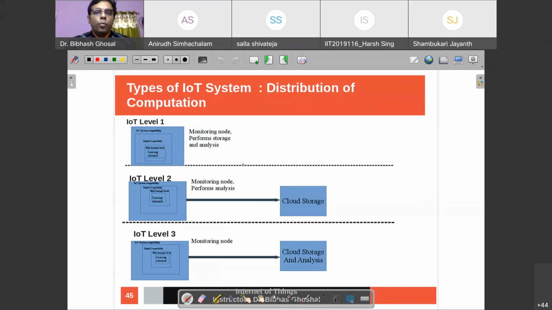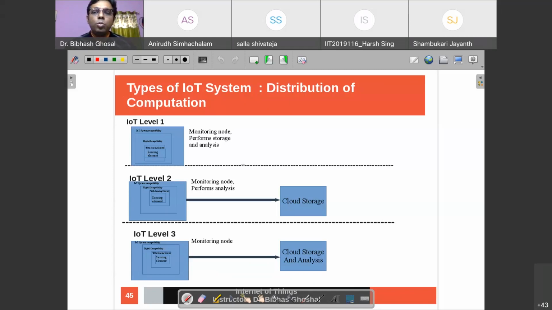Well, so once we get an idea that computation is distributed, some computation happens at the local end, some computation happens at the cloud. And we have already seen different models of IoT design, or rather different IoT levels of design. If you just recap, we studied 6 different levels of IoT system design. In the first level, we had the node which was doing everything, right from data acquisition to storage to analysis, and there was no cloud computation involved in that. This was IoT level 1.